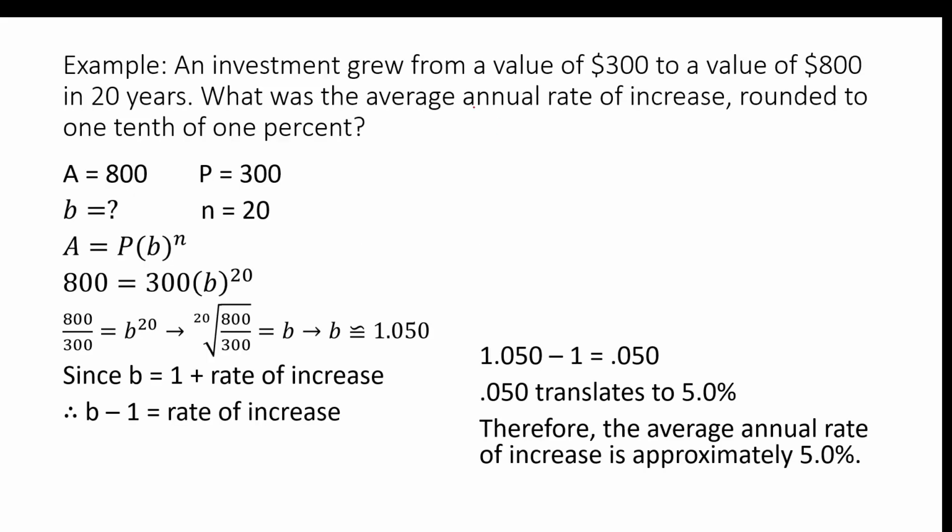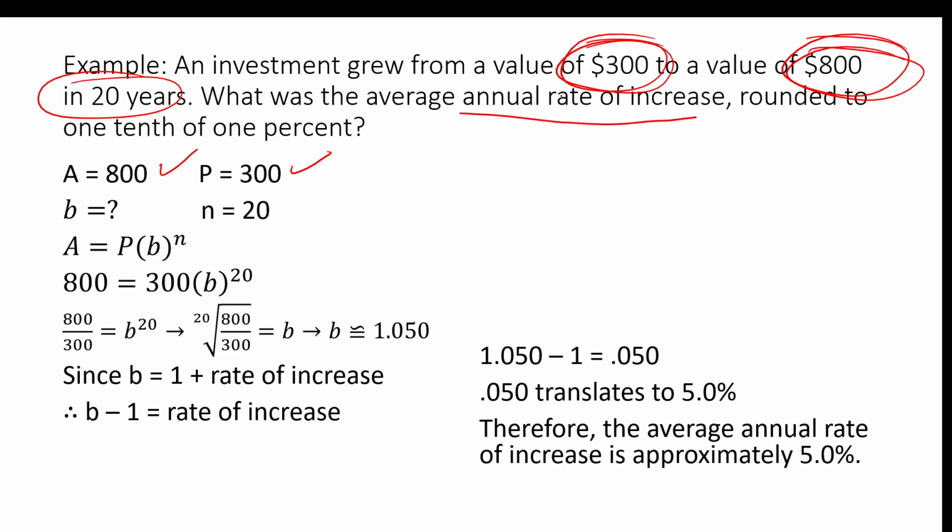So for example, if an investment grew from a value of $300 to a value of $800 in 20 years, we'd want to know the average annual rate of increase. So the initial amount was 300 and the final amount was 800. So P is 300, A is 800. We want to know the annual rate of increase. So that means per year. So N will be the number of years, which in this case is 20.